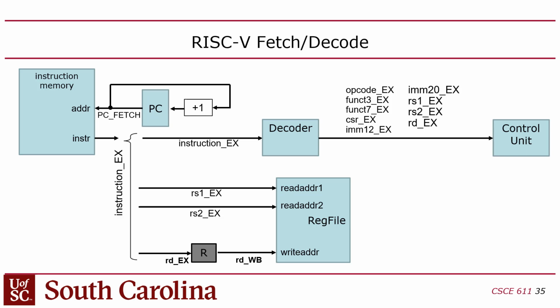He gives them names, right? So for example, the instruction is called instruction EX, right? And then if you look at bits 31 down to 25, whatever 7 bits is, that's the function 7 code, right? But instead of having to always refer to those bit fields, why not just rename it as function 7 _EX?